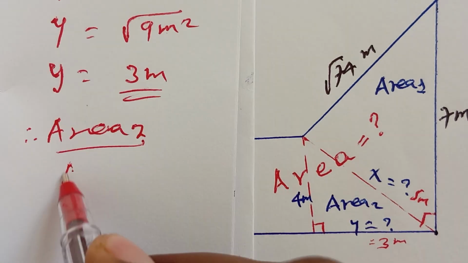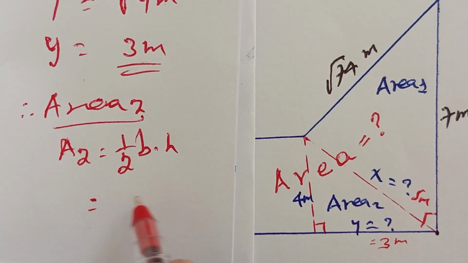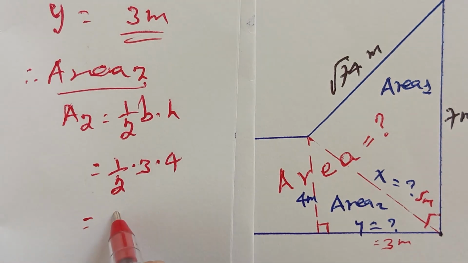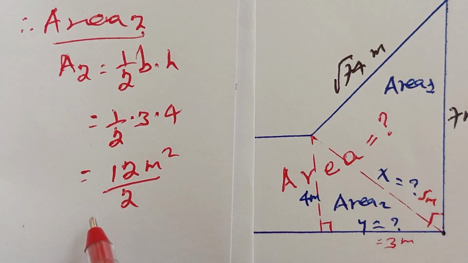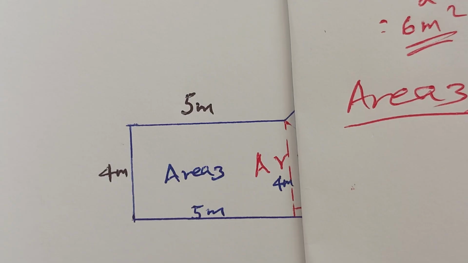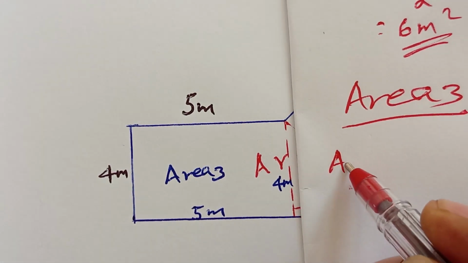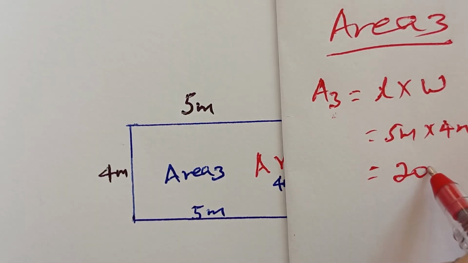Therefore, area 2 is equal to half base times h. So it is equal to half times base 3 meter and h is 4 meter, which becomes 12 meter square over 2, that is 6 meter square. So this area 2 is 6 meter square. Area 3 is 5 meter and this is 4 meter. This is a rectangle. So area 3 equals length times width, 5 meter times 4 meter. So for the rectangle, area 3 is 20 meter square.